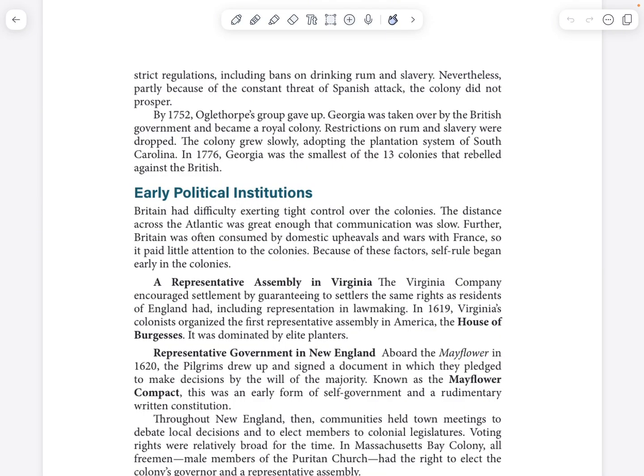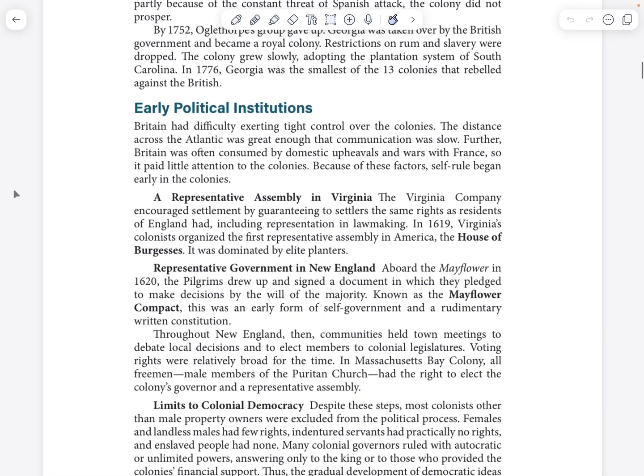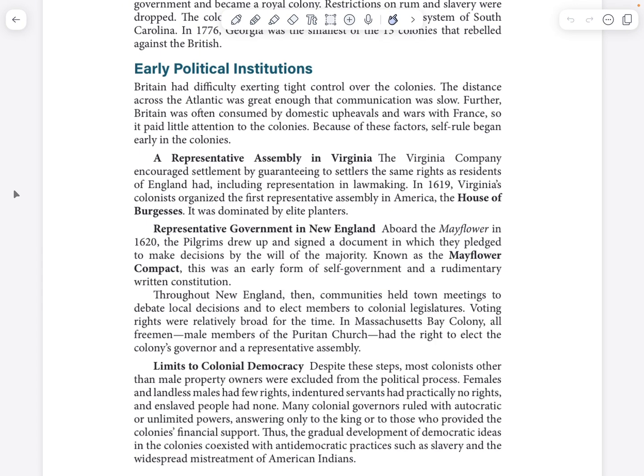In 1776, Georgia was the smallest of the 13 colonies that rebelled against the British. Early political institutions. Britain had difficulty exerting tight control over colonies. The distance across the Atlantic was great enough that communication was slow. Further, Britain was often consumed by domestic upheavals and wars with France, so it paid little attention to the colonies. Because of these factors, self-rule began early in the colonies.